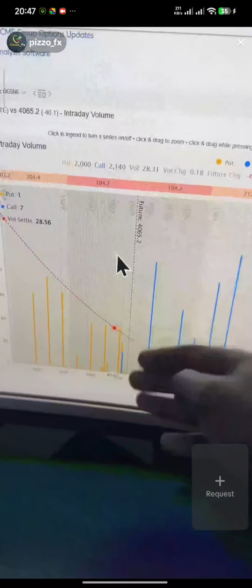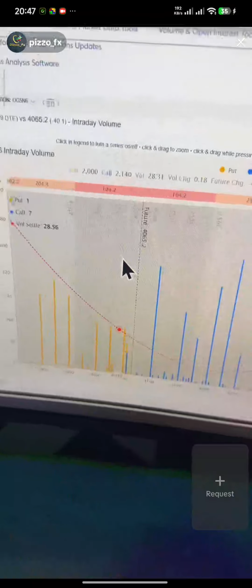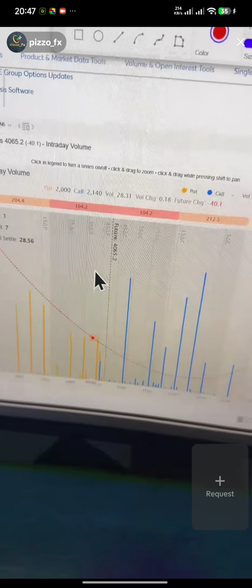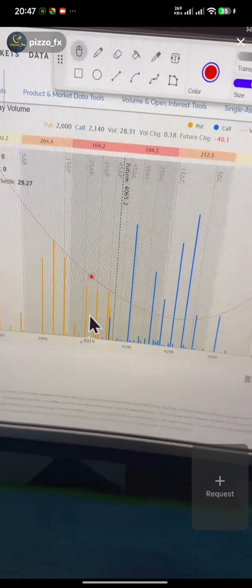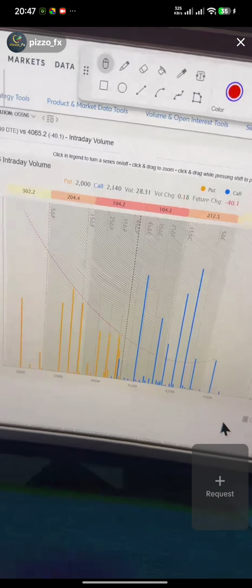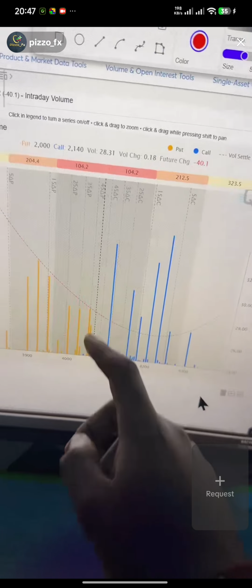That's where they tell you the market is currently. You see? That is the current futures spot, 4065.2. Note that. This is the most important part. And if you don't see it, it probably means you have not zoomed out. You have to zoom out to see this specific spot.